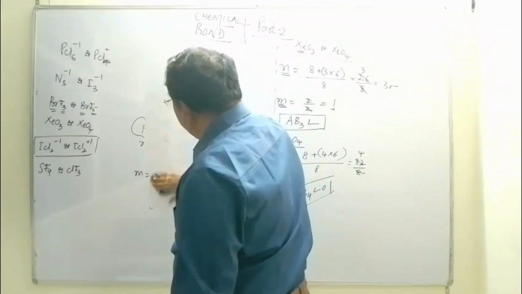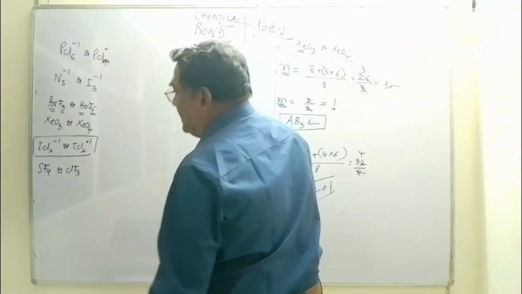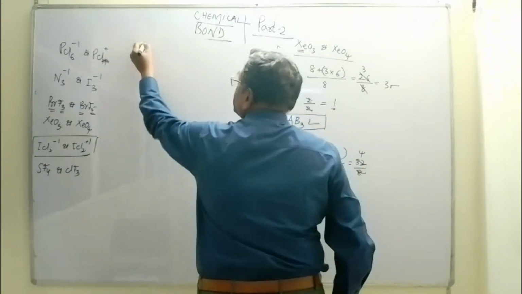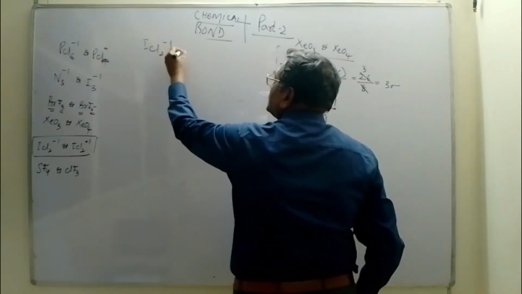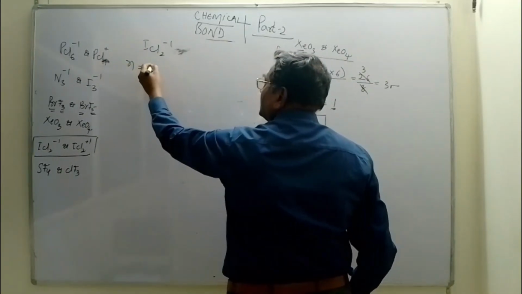And finding lone pairs, that's nothing but predicting the shape, right? Based on VSEPR. And let's come to this, children. ICl2 minus. How can you find out? You speak out, children, please.